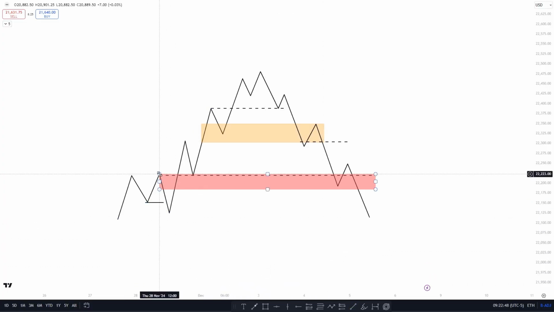Well, after we see our open and we start to drop down, it doesn't just drop down into any old level that it wants to. It drops down into inefficiencies, meaning highs, lows, or imbalances. What I want to notice is where this high formed and what formed with it. As you can see, the hourly open came with it as well.